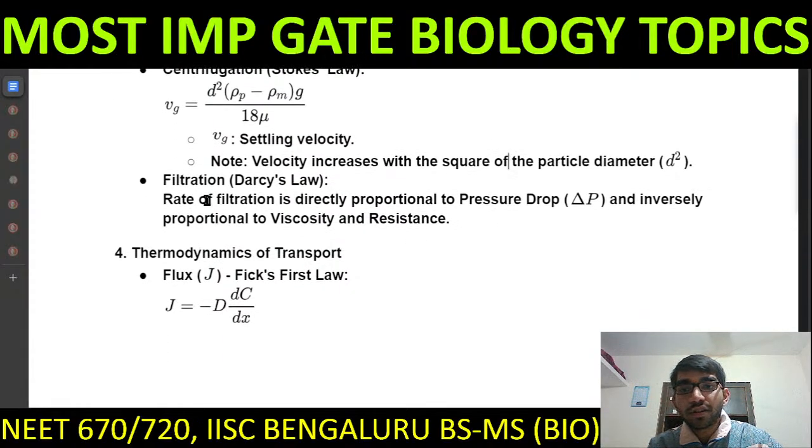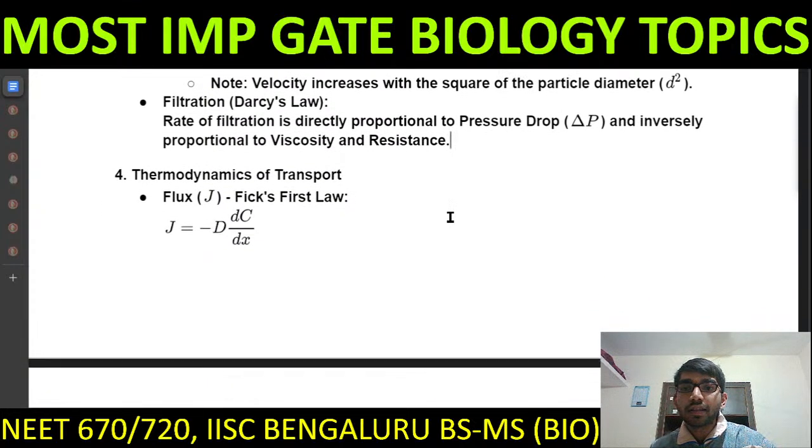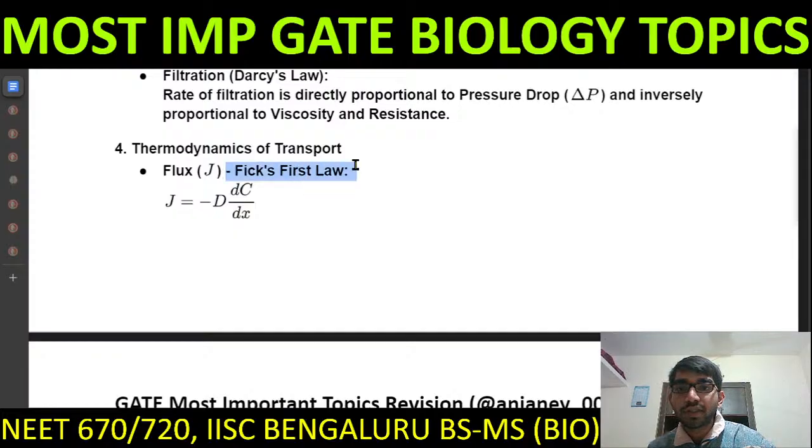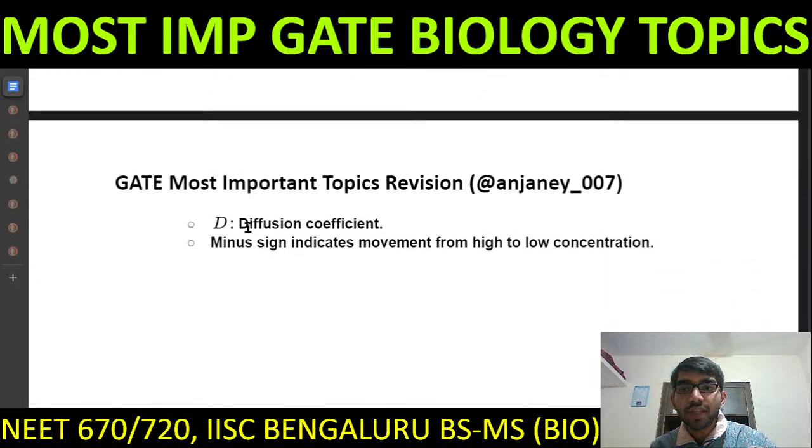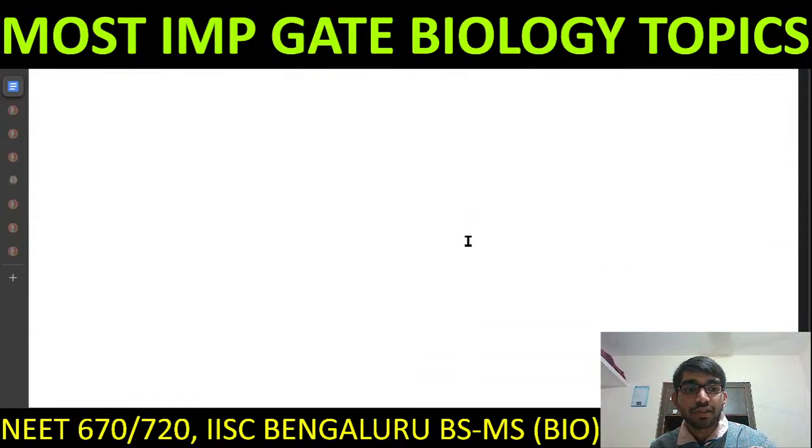Then filtration: rate of filtration is directly proportional to the pressure drop and inversely proportional to viscosity and resistance. So you can also write this in the form of an equation. Rate of filtration equals delta P over eta times resistance. And then thermodynamics, here we have Fick's first law, which is J, the flux, equals minus D, the diffusion coefficient, multiplied by del C by del X, the change in concentration with distance. D is the diffusion coefficient, and the minus sign indicates movement from high to low concentration.